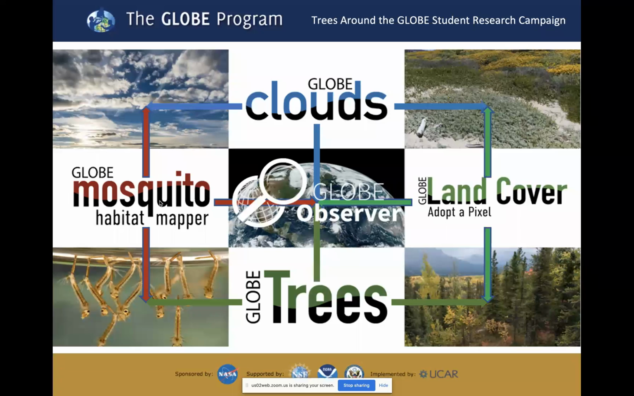So when you're out there, if you take observations of all four of these in one location, you're really helping GLOBE and other students and NASA understand what's happening in your local environment. Now, we're focusing on trees for the campaign and some land cover, but we always want you to take as many observations as possible when you go out. We don't want you to have to take observations all the time.